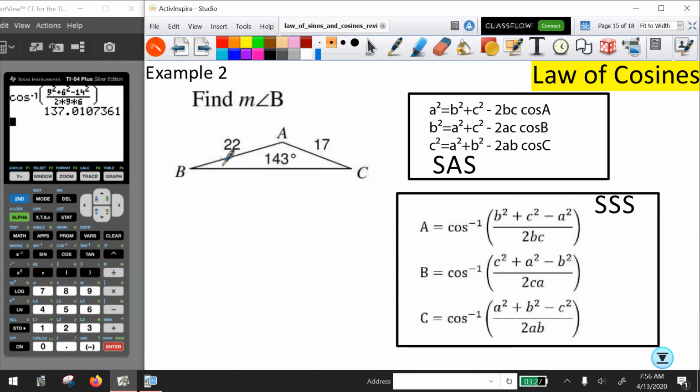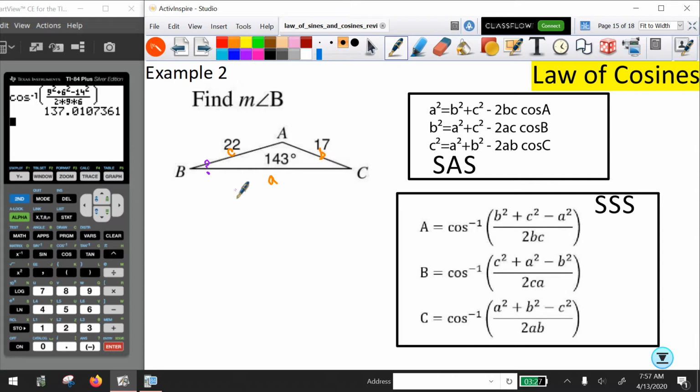Okay, so we have here side angle side. We're going to want to use this top version of the law of cosines, and we're asked to determine the measurement of angle B. Like I did before, I'm going to name these missing sides and all the sides using the standard convention here. So this 22 is lowercase c, this 17 is lowercase b, and this missing side over here is actually lowercase a, and we're not asked to determine that.